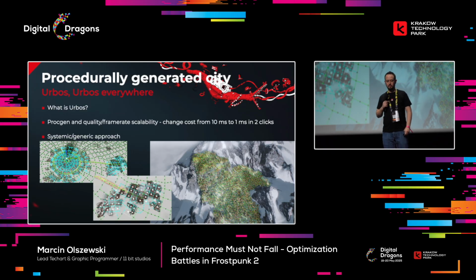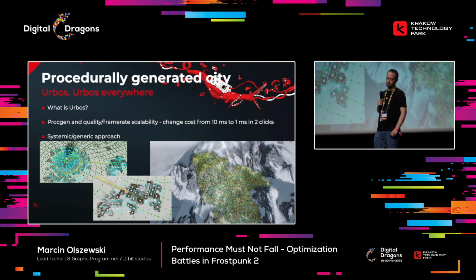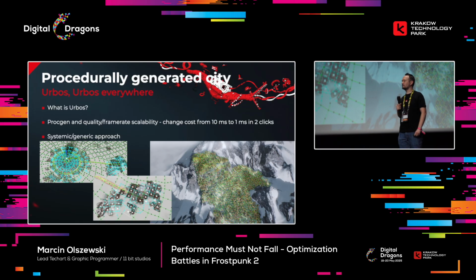Okay, so going back to the procedurally generated city. It's quite scalable. We can change the cost from 10 to 1 milliseconds in clicks. When you look at the settings in Frostpunk, it's like going back to the main menu, changing the setup, and then you can, for example, use some cheats. I don't know if it's mod-released cheats, but you can just generate the same city, and it's working instantly without any problems.